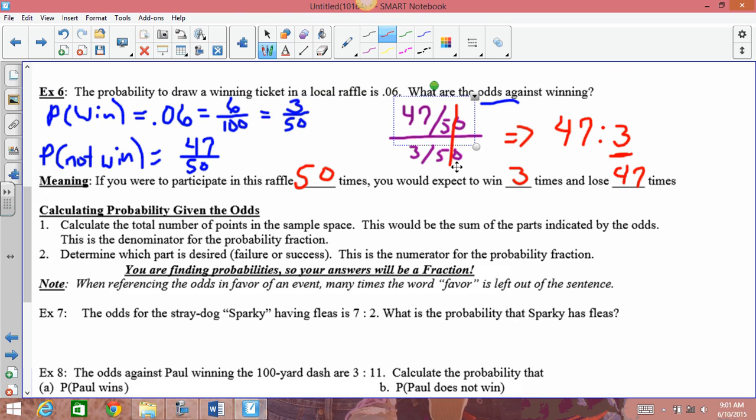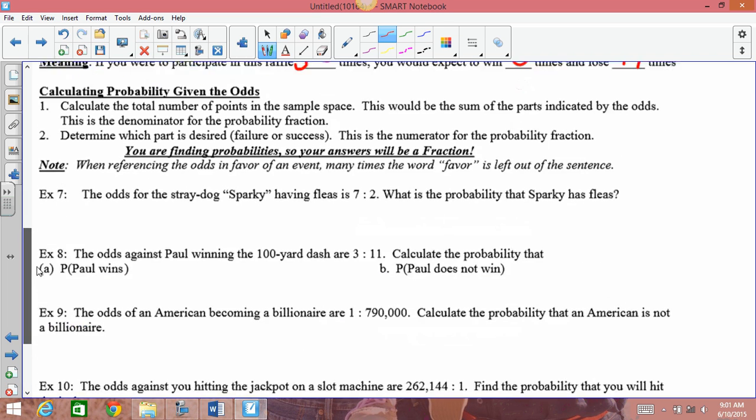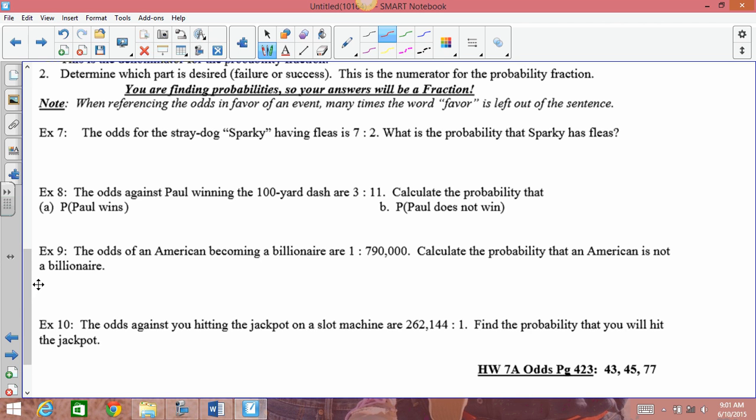And then the problem would have told you whether it was odds against or odds for. And so if it's odds against, then the no is coming first. If it's odds for, then the yes is coming first. So with that said, let's look at a couple of these together. So in example 7, it says the odds of a stray dog, Sparky, having fleas is 7 to 2.